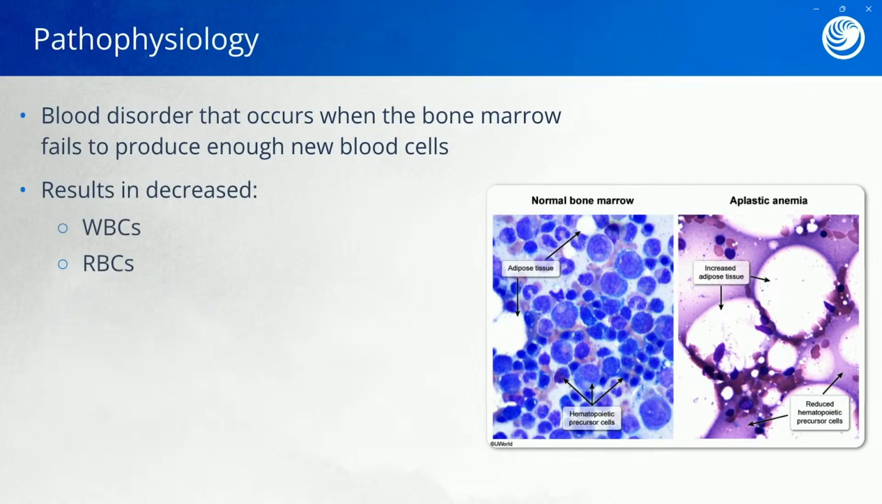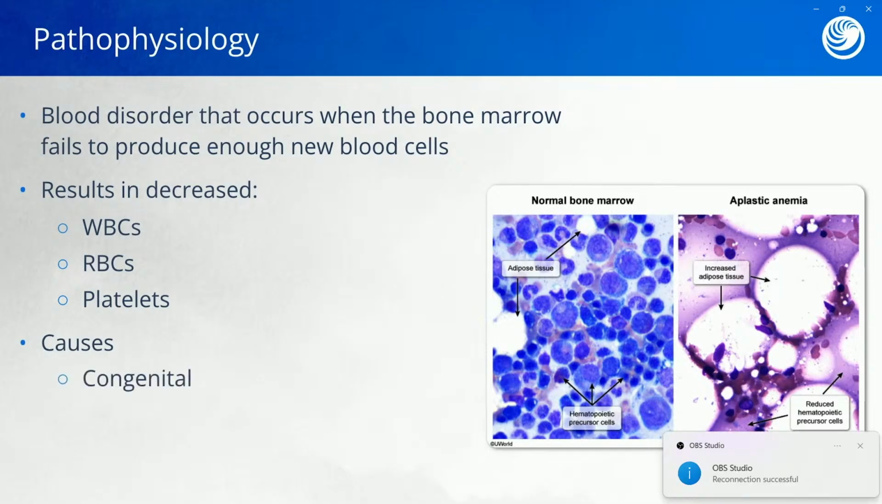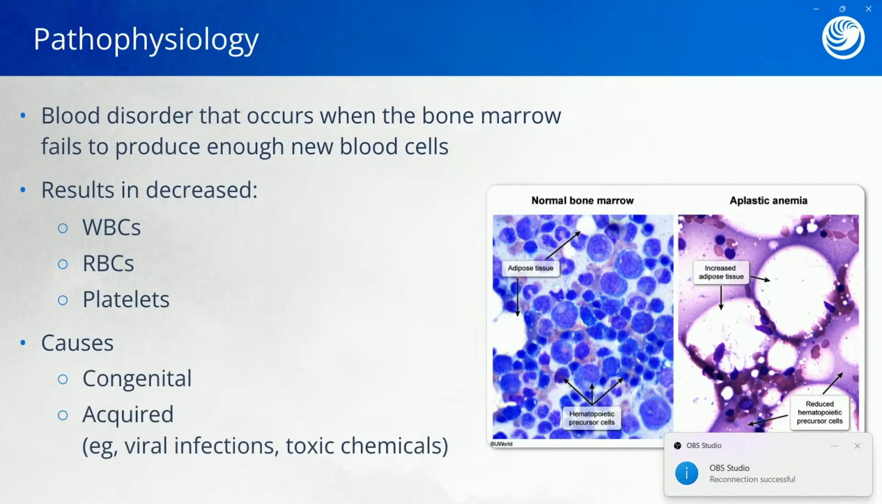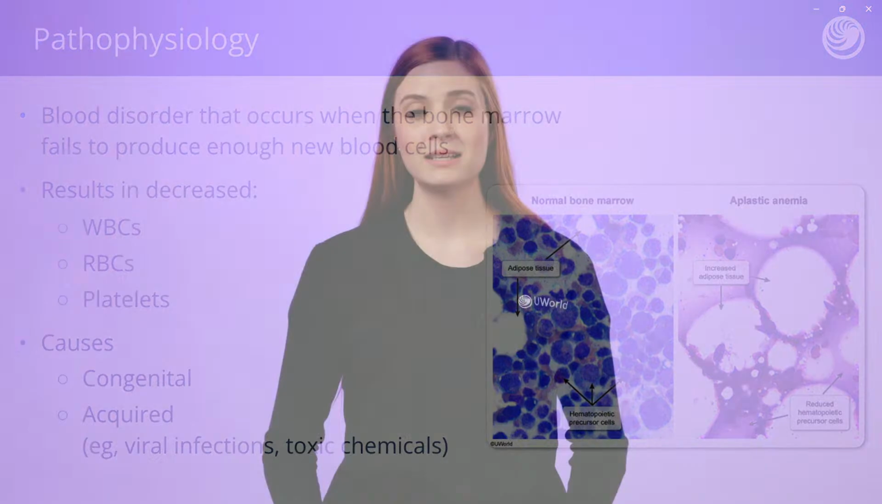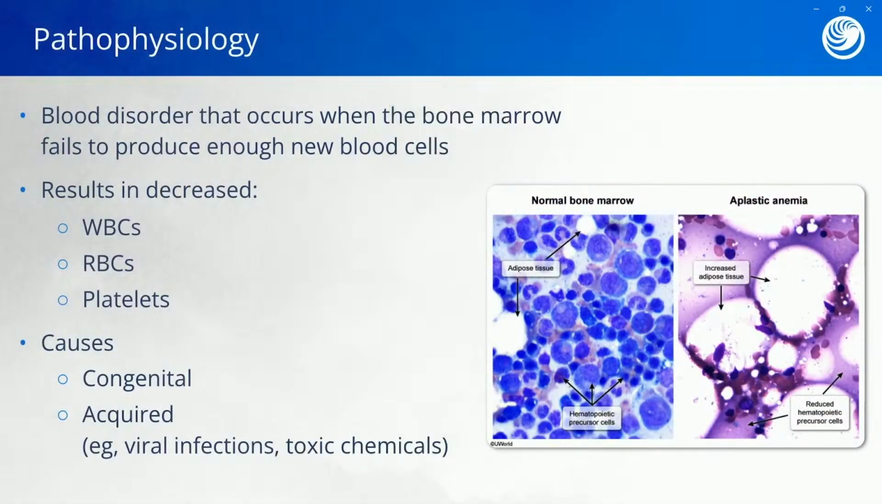Aplastic anemia results in decreased white blood cells, red blood cells, and platelets. The most common cause is congenital and autoimmune. It also can be acquired, such as with viral infections or after exposure to toxic chemicals, especially in the case of chemotherapy. Things like chemotherapy can destroy the bone marrow and cause it to not produce the cells that it should.